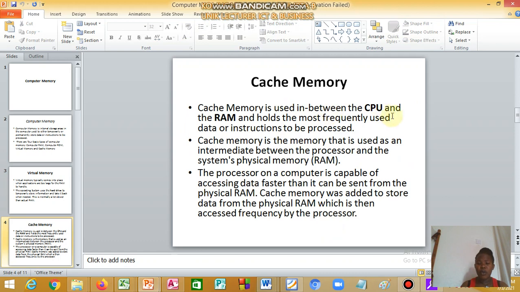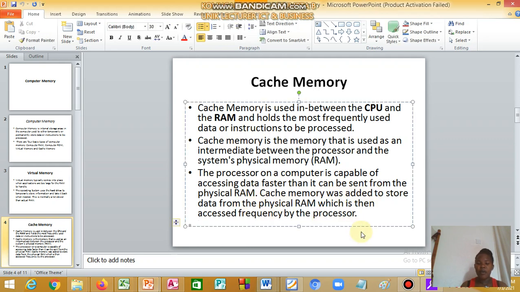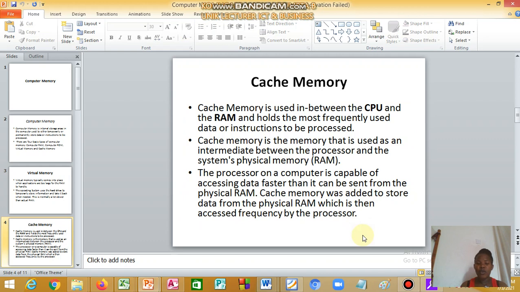It is used in between the CPU and the random access memory and holds the most frequently used data or instructions to be processed. Cache memory is the memory that is used as an intermediate between the processor and the system's physical memory. The processor on a computer is capable of accessing data faster than it can be sent from the physical random access memory. So cache memory was added to store data from the physical random access memory, which is then accessed frequently by the processor.